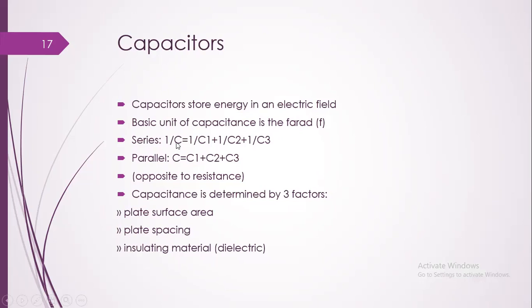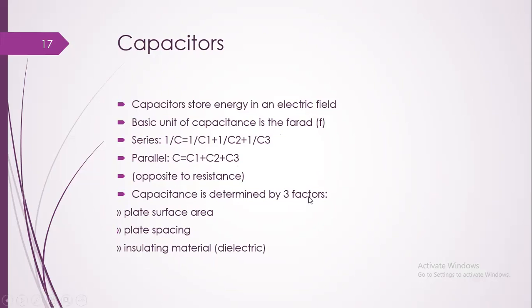Series combination of capacitors is 1 upon C equal to 1 upon C1 plus 1 upon C2 plus 1 upon C3, which is the opposite of the effect in series of resistance. In parallel combination, the capacitance would be increased, that is C equivalent equals C1 plus C2 plus C3. Then we can say that in parallel combination, the capacitance would be increased and in series it would be decreased. So opposite to resistance, the concepts of parallel and series have the opposite effect as compared to resistance.